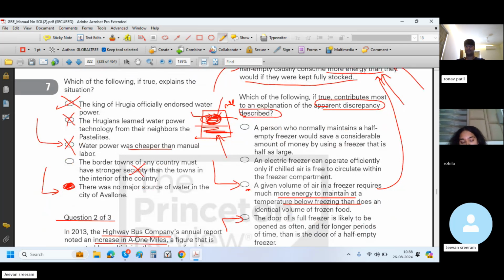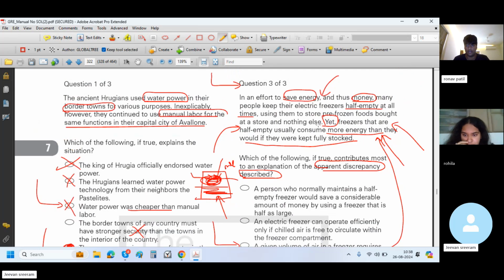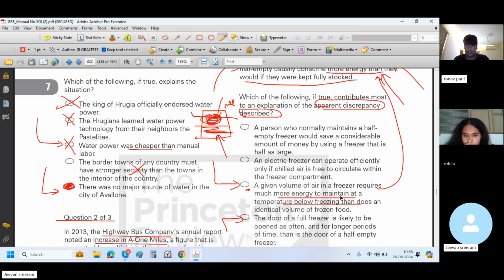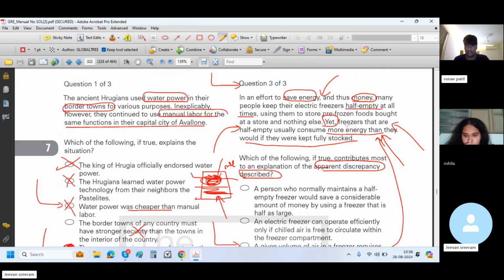The given volume of air in the freezer requires much more energy to maintain the temperature below freezing than the frozen food does. Right? Yes. In that case, obviously, yes. This scenario proves this point. Freezers that are half empty usually consume more energy because half is occupied by the air, and it requires more energy to keep that air cool, right?